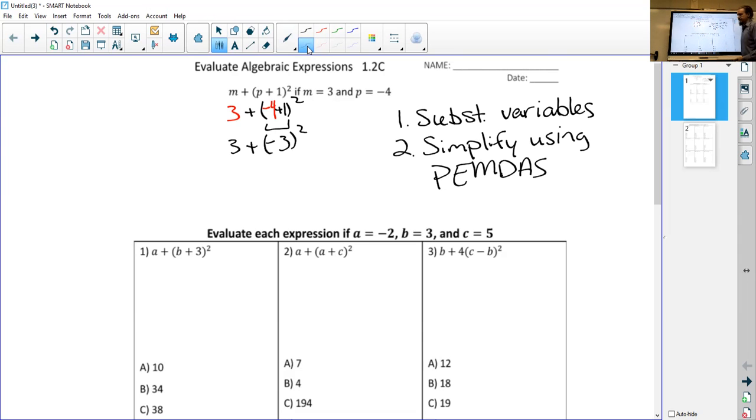So you have 3 plus -3 squared. So -3 squared, -3 times itself is +9. Keep bringing the rest down. 3 plus 9 is 12. Okay, there's our answer.